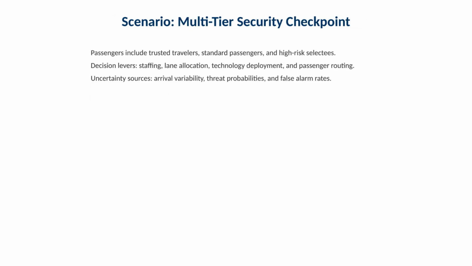essential. This slide introduces the operating environment, a major international airport checkpoint processing 50,000 passengers per day through multiple lanes and technologies. Passengers fall into risk categories such as trusted travelers, standard passengers, and high-risk selectees. The manager must allocate staff, deploy technology, and route passengers to maximize security effectiveness, while maintaining acceptable service levels under stochastic arrivals and false alarms.